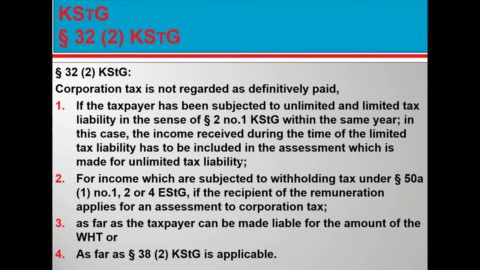Now the exceptions where an assessment can be demanded. That begins with relevance for our case in number 2. Corporation tax is not regarded as definitively paid, so needs to be subjected to an assessment. Number 2, for income which is subjected to withholding tax under 50a, paragraph 1, number 1, 2, or 4 ESTG, if the recipient of the payment applies for an assessment to corporation tax. Note, please take into consideration that number 3 is explicitly not mentioned.